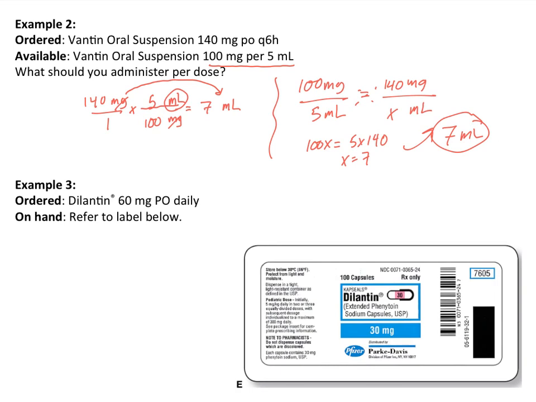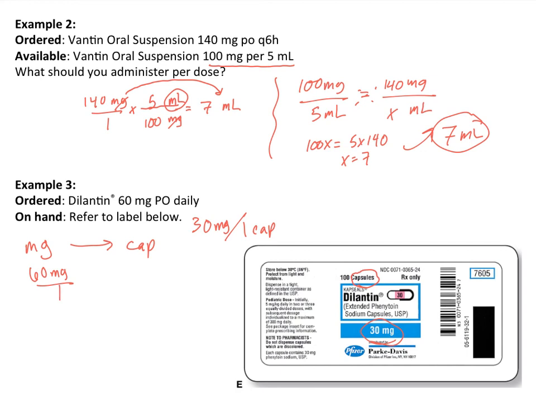Finally, the last example, this Dilantin, 60 milligrams is what the patient must receive by mouth daily. This doesn't give us the availability of the drug as a sentence. It's actually going to be available to us. The strength of the medication will be on the label. So if you look at the label, I see I'm going to be administering a certain number of capsules. So I know I need to go from milligrams to capsules. That's immediately what I'm thinking. And it looks like there are 30 milligrams per capsule. There are 30 milligrams in one capsule.